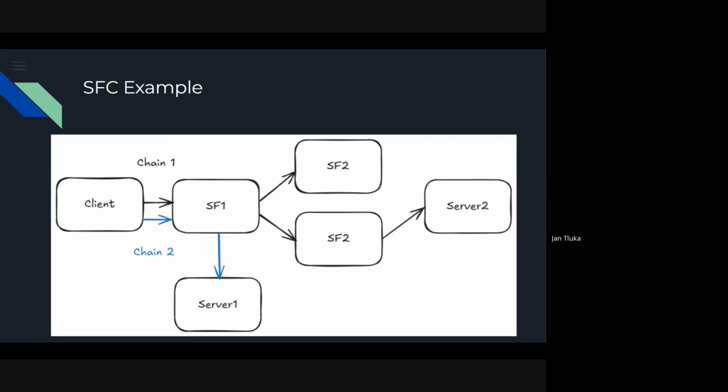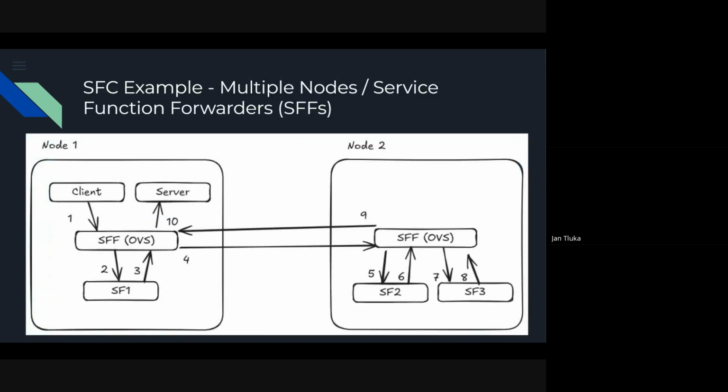As a packet goes from the client with the black arrow into the first chain, it hits service function 1, then gets load balanced down into service function 2. There are two instances, and then it goes to server 2. The other service function chain is where the client sends to service function 1, and then it goes to server 1.